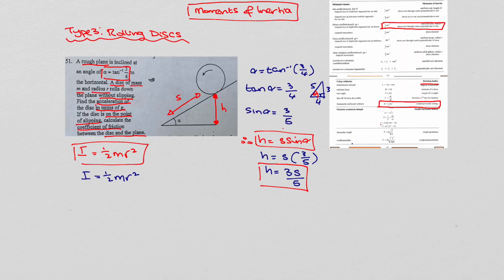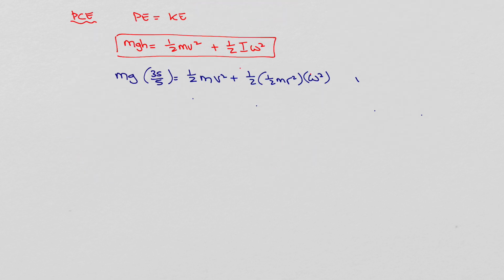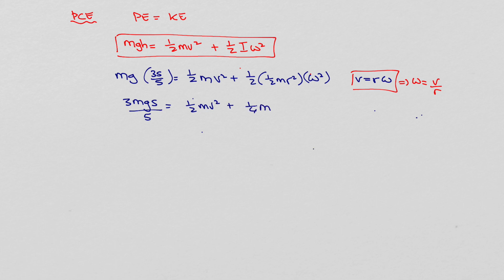Now the question wants us to find the acceleration, which means we're going to look at the linear velocity. So we know therefore that the linear velocity's relationship with the angular velocity is that v is equal to r omega. So therefore I can say that omega must be equal to v over r. So I can actually rewrite that equation then as 3mgs all over 5 is equal to a half mv squared plus a quarter m r squared. And instead of omega squared, I'm going to put in v over r. Then we have to square that.